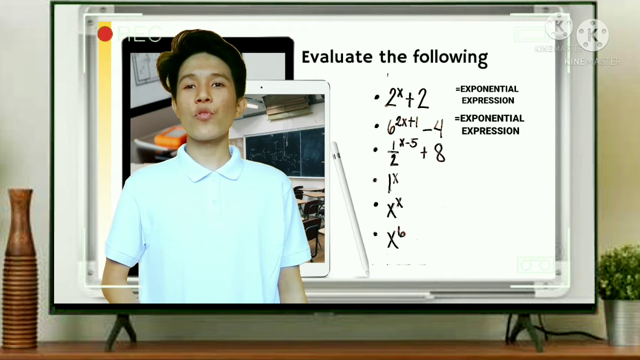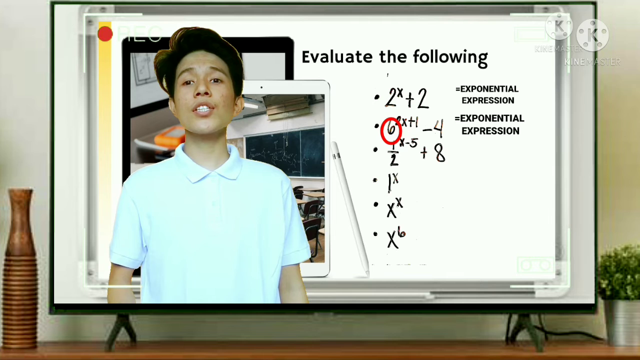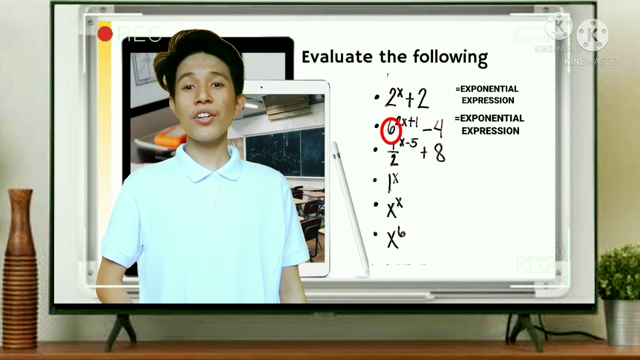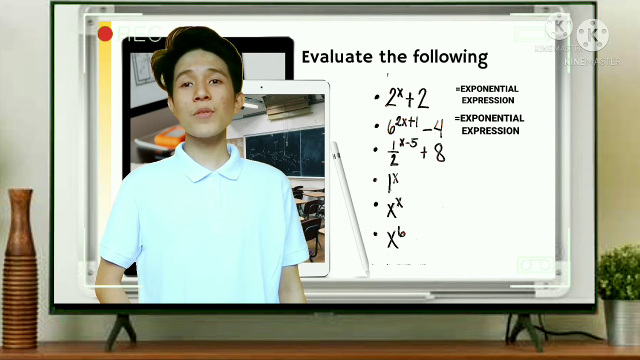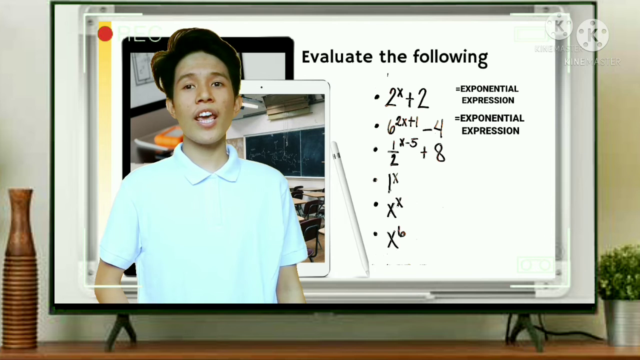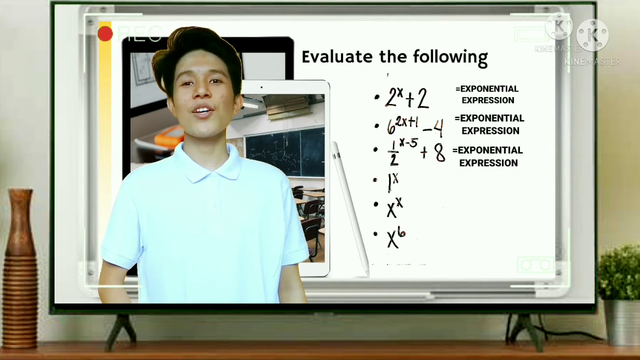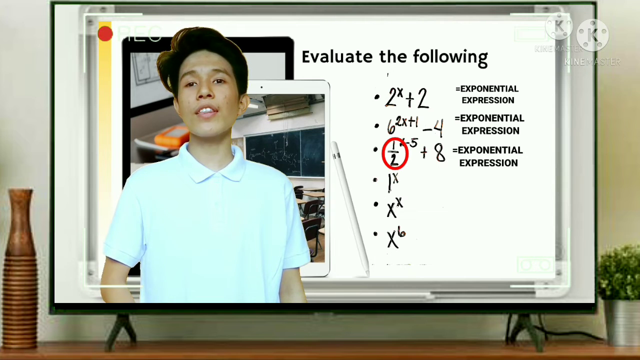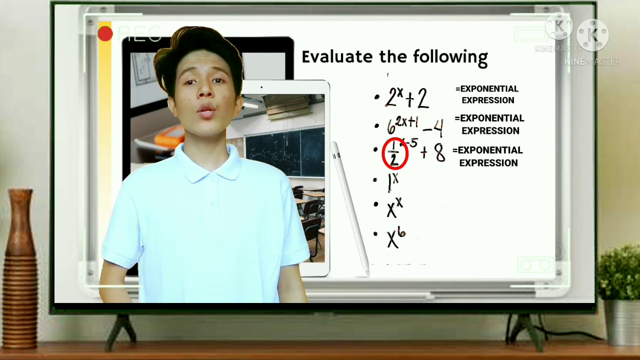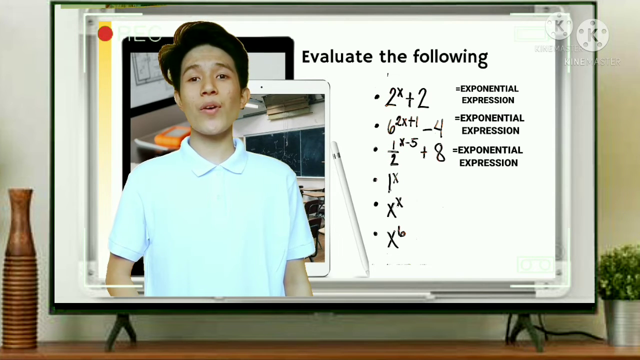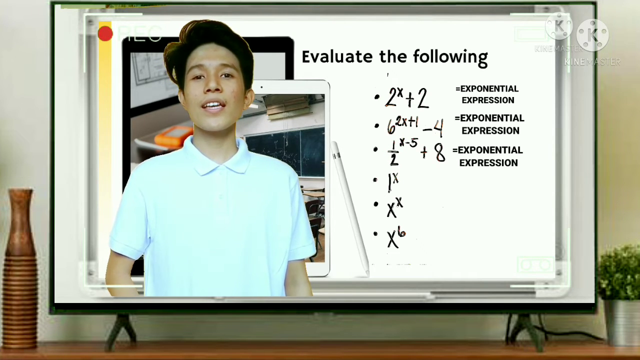Yes! Just like our first example, b, 6, is greater than 0. 6 is not equal to 1, and 6 is not a variable but a constant. Third, 1/2 raised to x minus 5 plus 8. Is it an exponential expression? Yes, absolutely yes! Because the base 1/2 is greater than 0, not equal to 1, and 1/2 is not a variable.